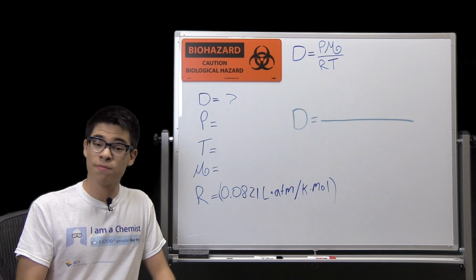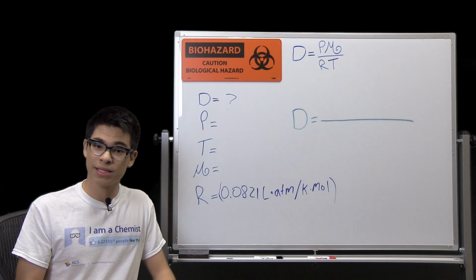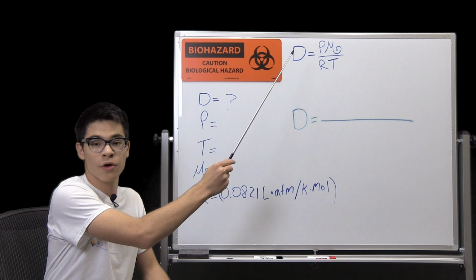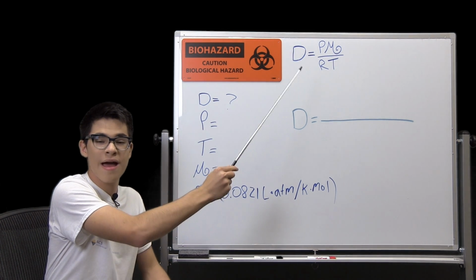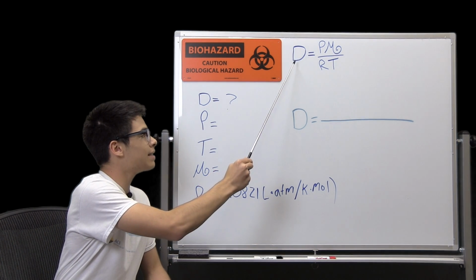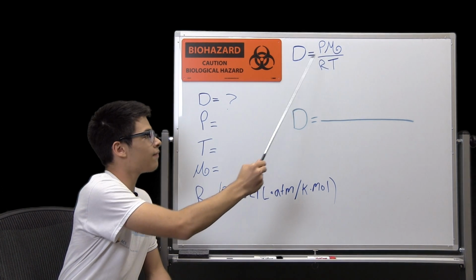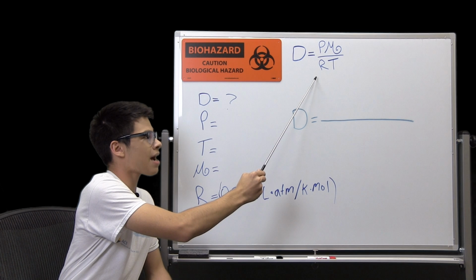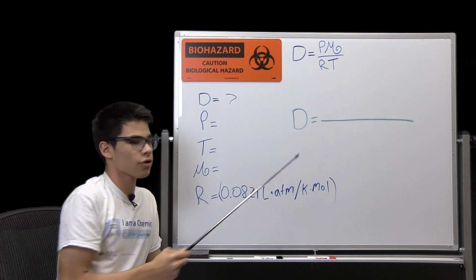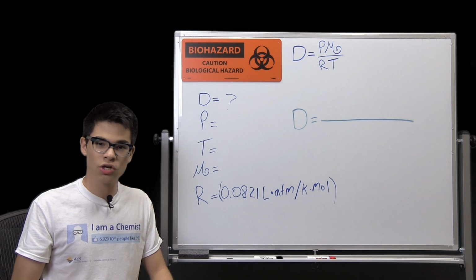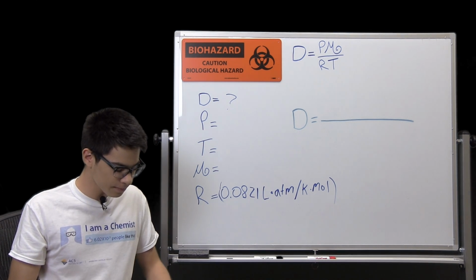But what we can do is modify it a little bit to get this equation, which does allow us to find the density of a gas, and we're going to talk about how we derive this equation at the end of the video. So, density equals pressure times molar mass divided by universal gas constant times temperature. So, very simple plug and chug formula, so let's get started with an example problem, shall we?